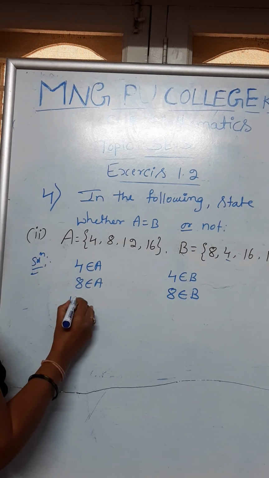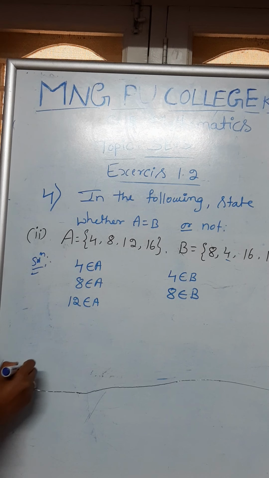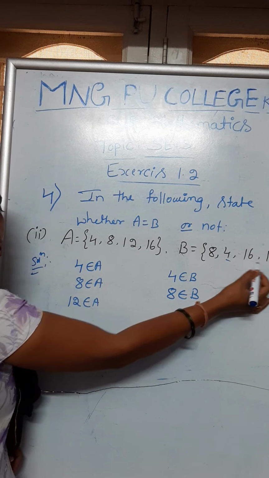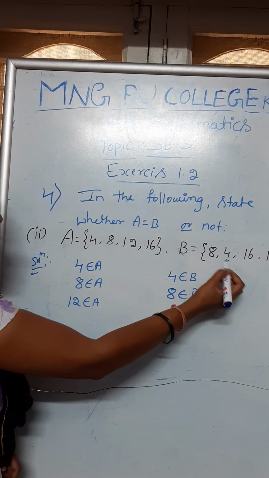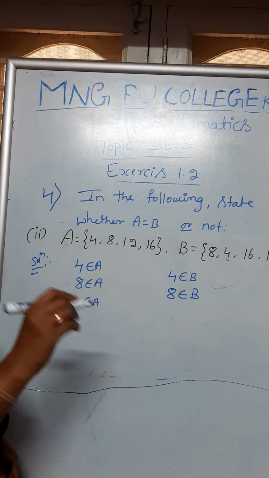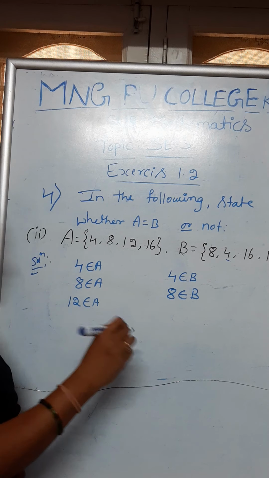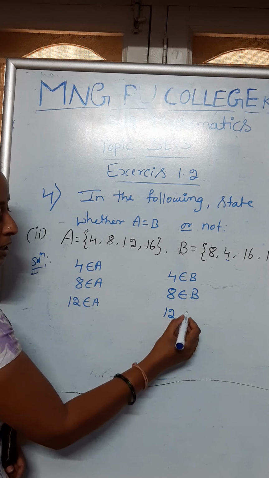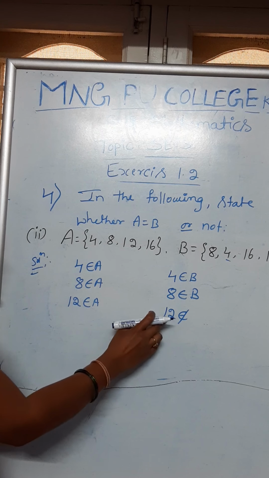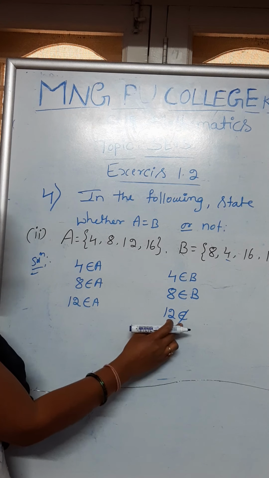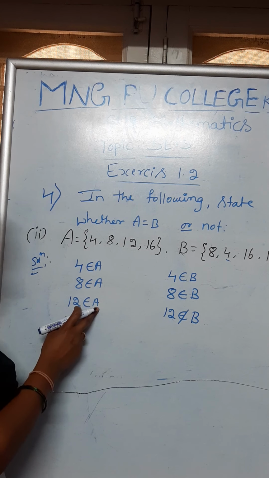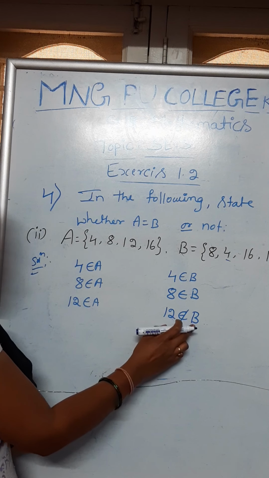Next 12. 12 is an element of set A. Here check 12 in the set B. No, 12 is not there in the set B. Means 12 is not an element of set B. That is indicated by the symbol does not belong to. So what does this show? 12 is an element of set A. 12 is not an element of set B.